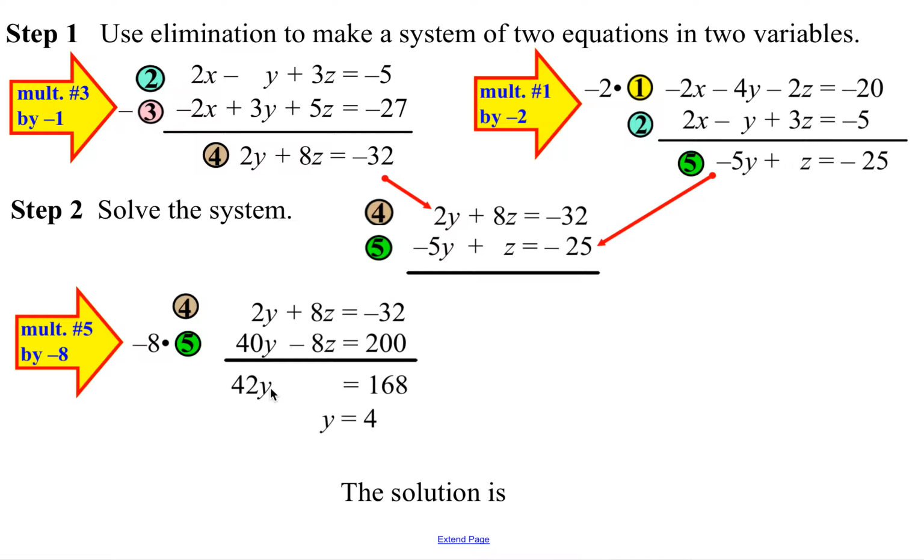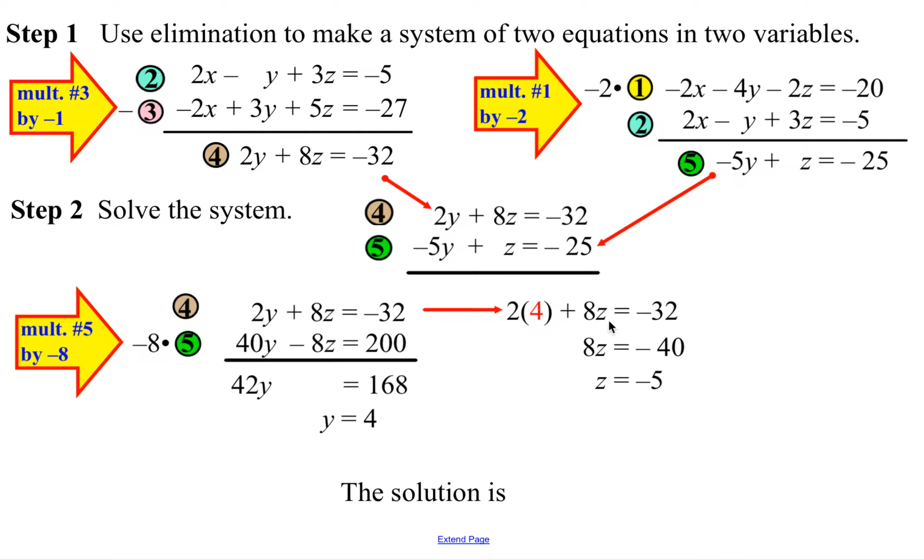I get 42y is equal to 168 when you take 200 and subtract 32. Dividing both sides by 42, I get y is equal to 4. Well, now that I know what y is equal to, I can substitute that into either of these two equations, any of these two equations with just y and z. And so I picked equation 4 just because the numbers are smaller, and I substituted in 4 for the variable y, which allowed me to solve for z.